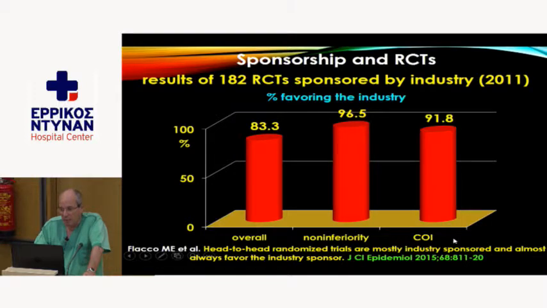Again, more recently, in 2015, 182 randomized controlled trials sponsored by industry were evaluated. They were all published in 2011. Overall, 83% were favoring the industry that sponsored. If you are evaluating a non-inferiority, that is a very bad way to do a study, close to 100% were favoring the industry. And in 92% of the cases, we had a conflict of interest, because most of the doctors that are publishing these papers are themselves sponsored and paid by, officially of course, the industry. So this is a very bad way to organize things.